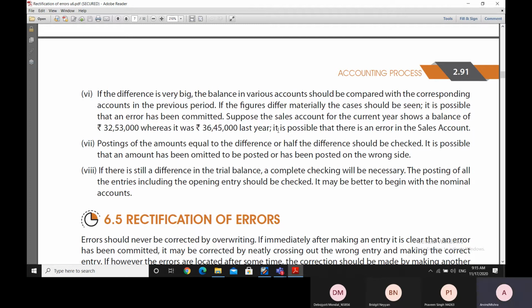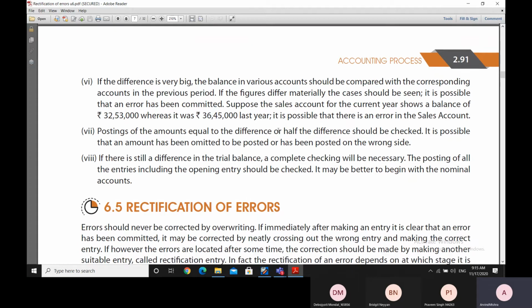So then we should check all the ledger postings which are equal to the difference or half the difference, as we have seen earlier. Because at the posting stage also it may happen that an amount may be omitted to be posted, or it may be posted on the wrong side.